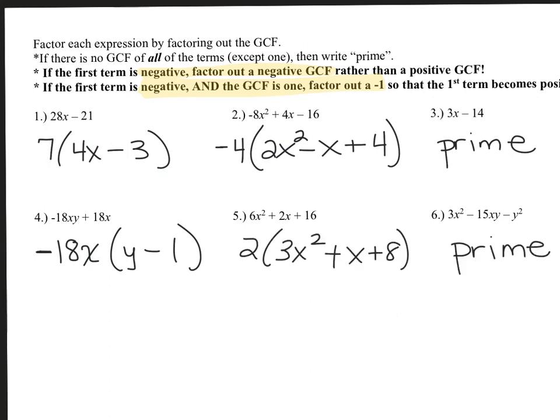All right, stop the video, try 5 and 6 on your own, and then come back to see if you've done it correctly. All right, for number 5, the GCF is 2, so that hangs out here. Divide each term by 2, and you're left with 3x squared plus x plus 8. Now number 6 is prime, right? You may have thought that it was 3. You may have thought that there was an x, but then because we've got this y squared here, not all 3 terms have a factor in common, and so we just have to say it's prime. It has to be all 3 terms, all right?